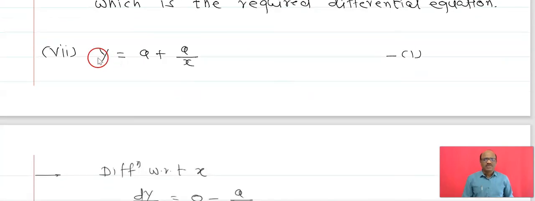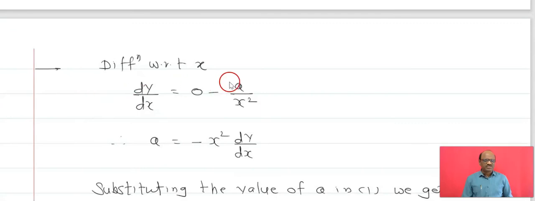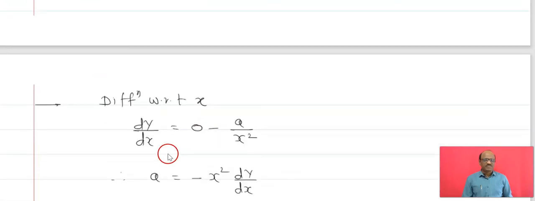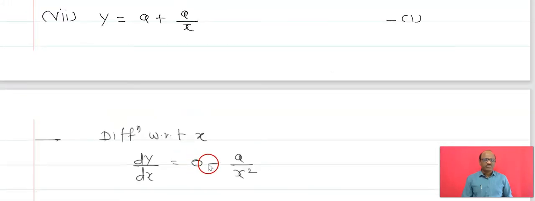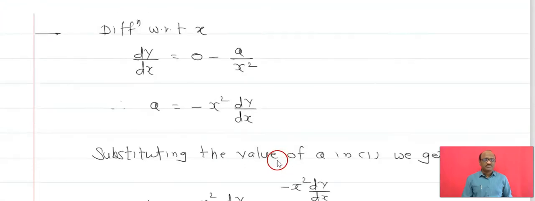Now the next is y equals a plus a upon x. This is equation number 1. Again, it has one arbitrary constant, therefore the order of the differential equation must be 1. Now differentiate this with respect to x. The derivative of y is dy by dx, derivative of a is 0, and a upon x, what's the derivative of 1 upon x? It is minus 1 upon x square. Therefore, what is the value of a? a equals minus x square into dy by dx.